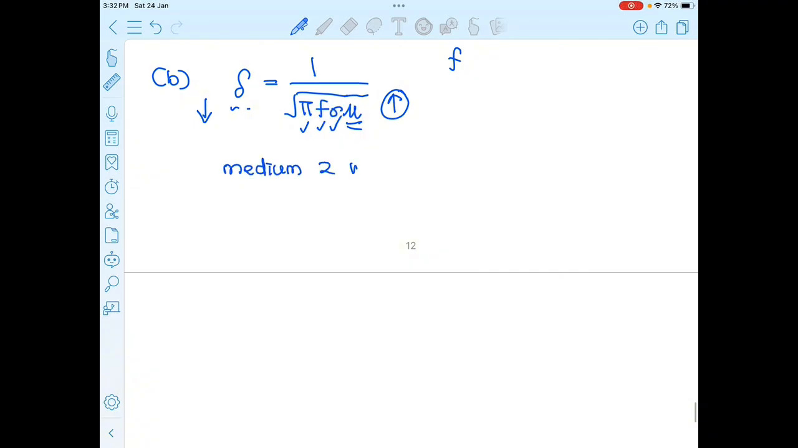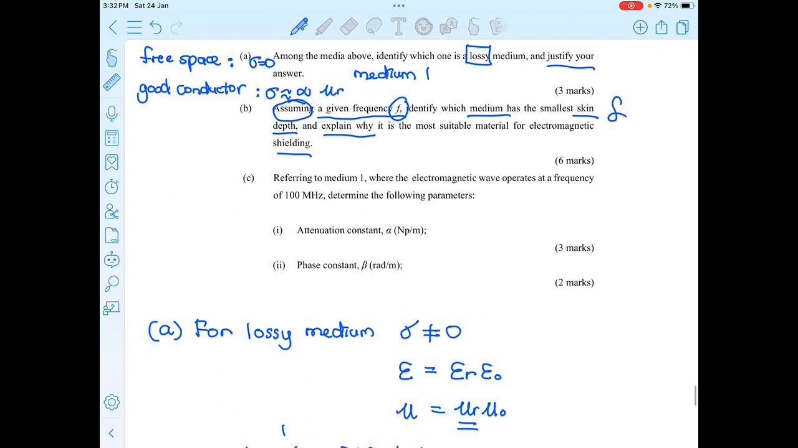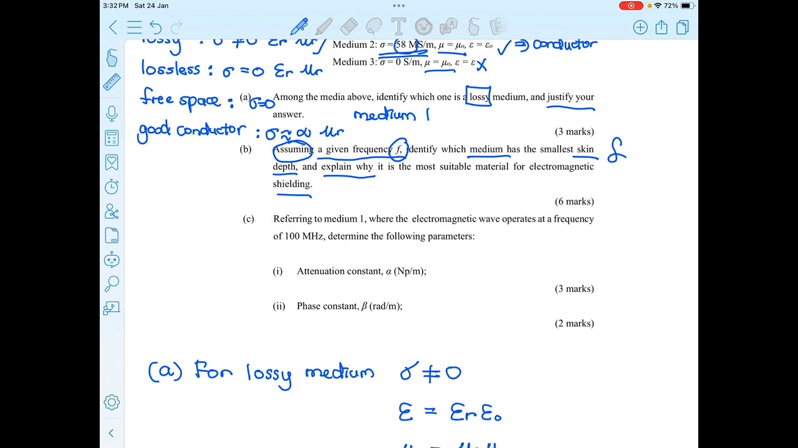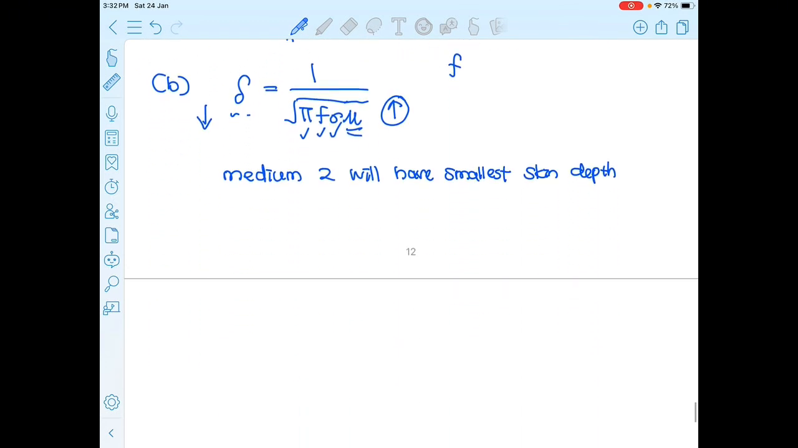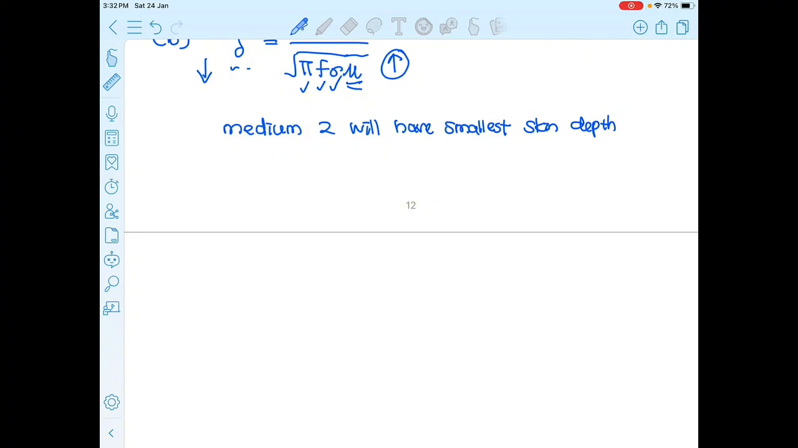will have the smallest skin depth. Okay, answer the question first. And then explain why it is the most suitable material for electromagnetic shielding. So here you have to explain why.